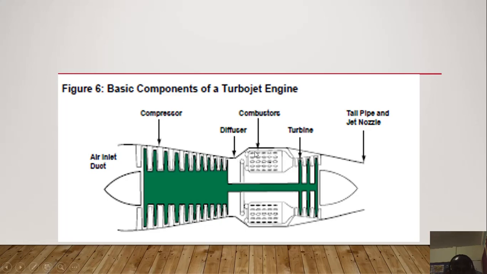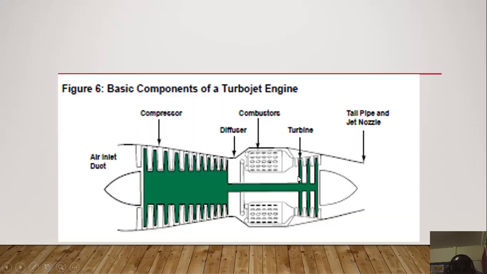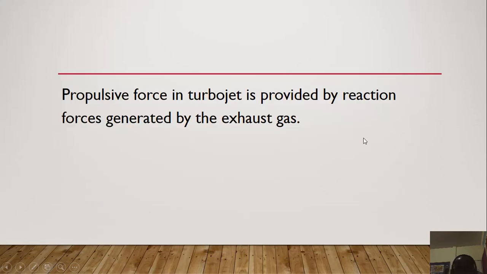Combustors are here. Then we see the turbine. It is also single or multi-stage, but this is multi-stage. Then we have the tailpipe and the jet nozzle, turbojet. So the propulsive force in a turbojet is provided by the reaction force generated by exhaust gas.